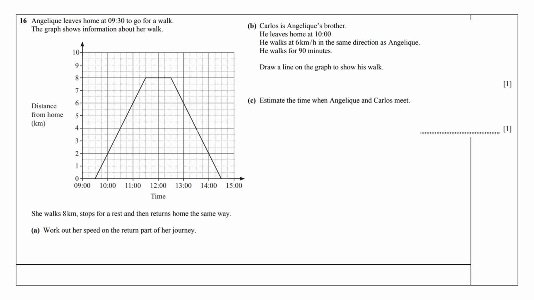Next, Angelique leaves home at 9:30 to go for a walk. Fine, off she goes. Okay, the graph shows information about her walk. So she walks 8 kilometers. Fine, stops for a rest, and then returns home the same way. Work out her speed on the return home.